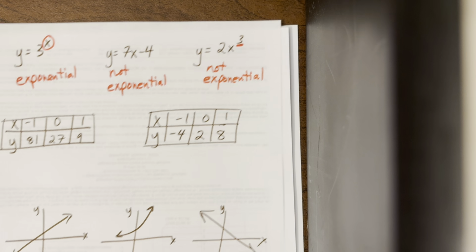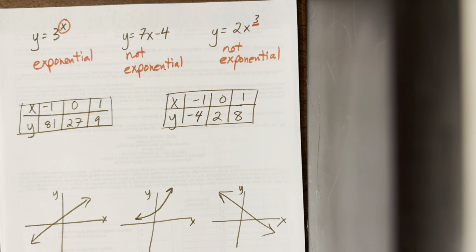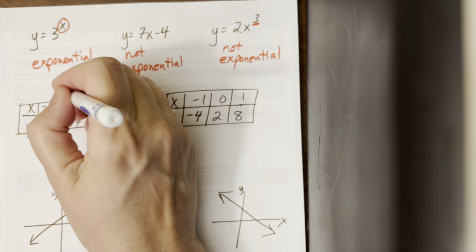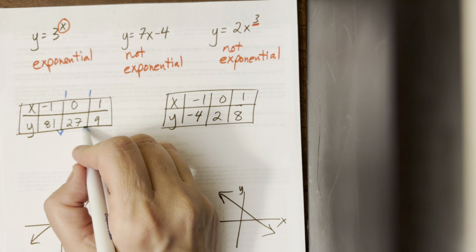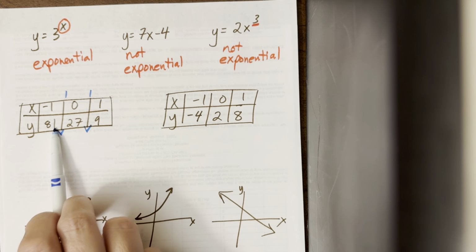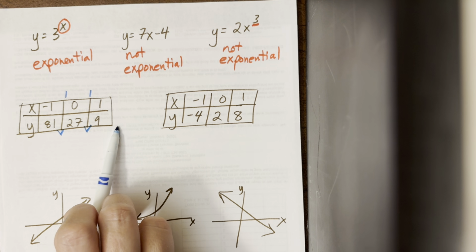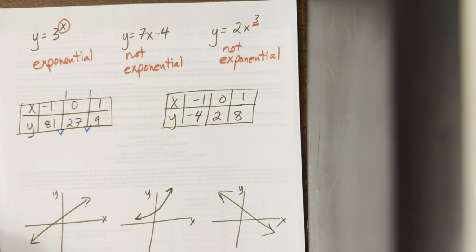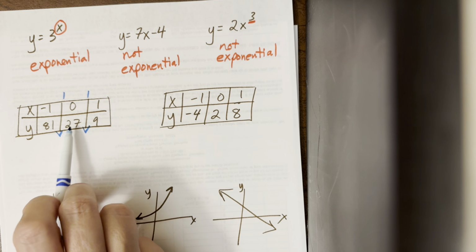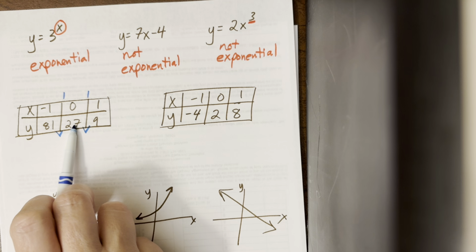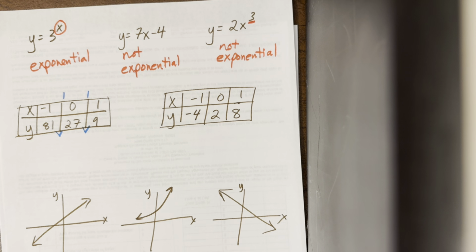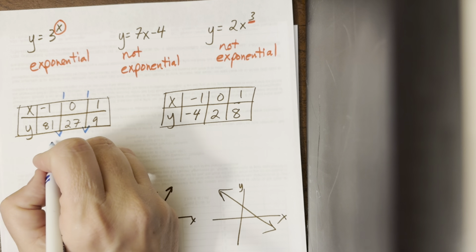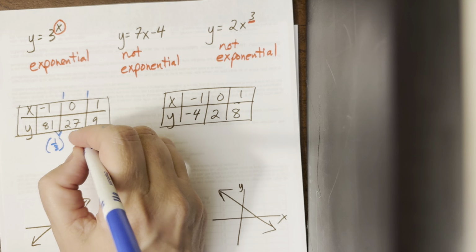Okay, now let's go to the tables. I'm looking at the x values, and they're all going up by 1, so that's good. I'm trying to see the change here, and I see it's decreasing. It's getting smaller. So instead of multiplying by something, I'm probably dividing by something. And if I'm not sure what to do, I can always take the term on the right and divide it by the previous term to figure out really what I'm multiplying by. I know that sounds really weird. So if I look at 27 divided by 81, I get a third. So really I'm multiplying by a third.